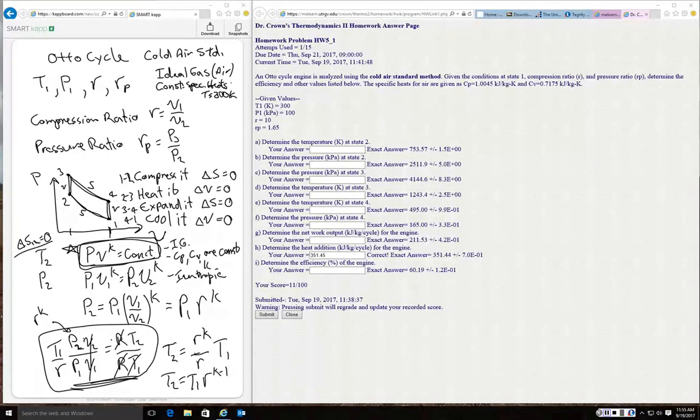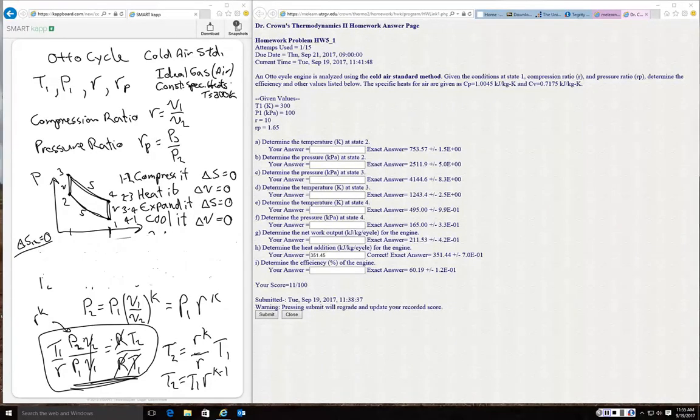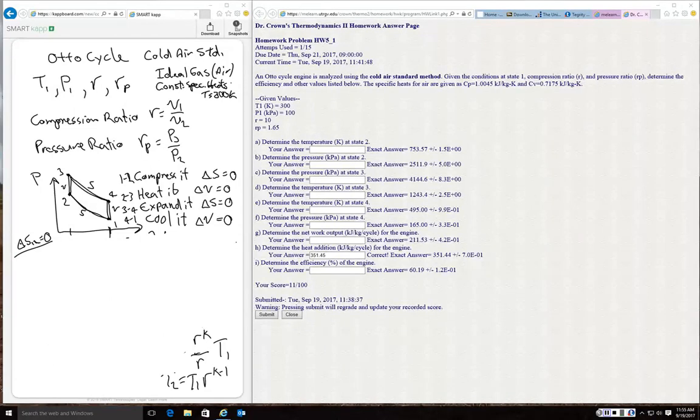All right, I'm going to continue on, take a snapshot of this, and move on to state 3. So we're finished with state 2. Let's erase this. Now, of course, if I know what R is and I know what T1 and P1 are, I can just plug in those values. I know K is 1.4. It's always going to be 1.4 for air. The problem is cold air standard. So let's move on now to process 2-3.